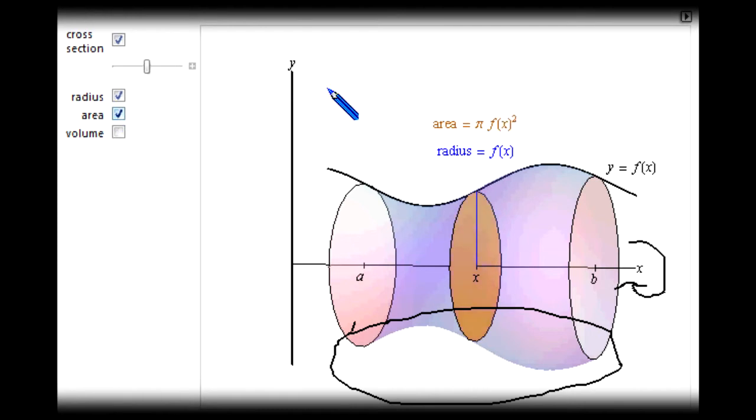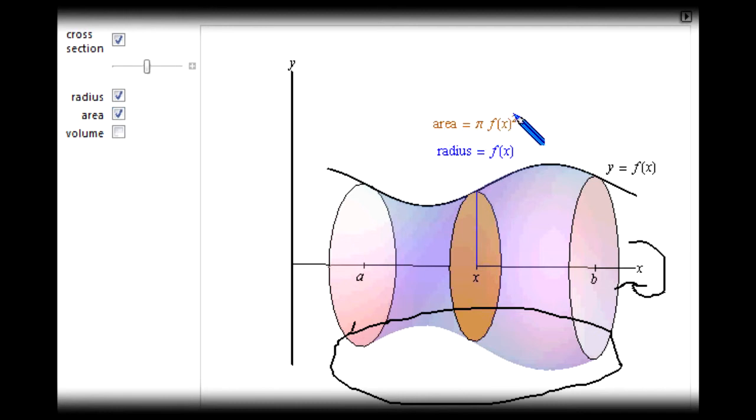Now, we only need to observe a few things. We need to observe that the cross-section area, this is the cross-section area, is the area of the disk radius. What is the radius, and how do we find it? This is the radius. The radius is the distance of the planar region's boundary from the axis of revolution. And then the area is given by the formula pi f(x) squared.